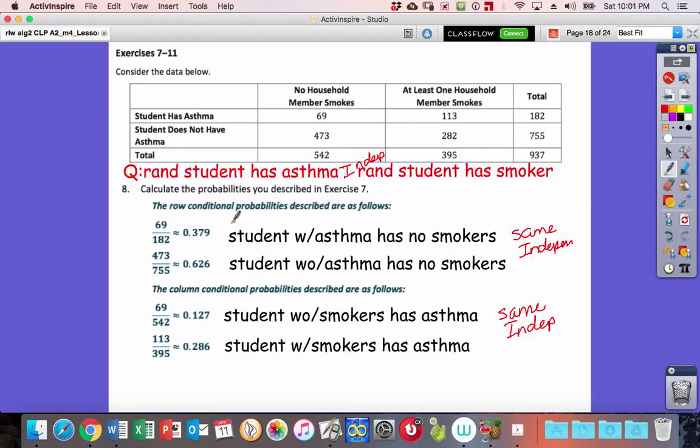Okay, so let's go look at this. I'm going to pick a student with asthma. Let's get all the students with asthma. Here's all the students with asthma. And I'm going to say they have no smokers. So that's why it's 69 no smokers out of the total. You're only picking students with asthma. That's my probability.